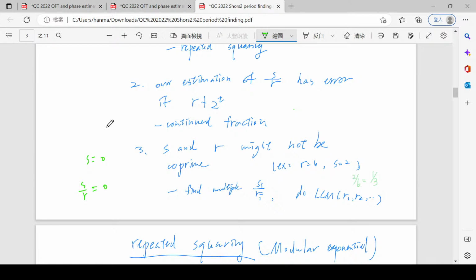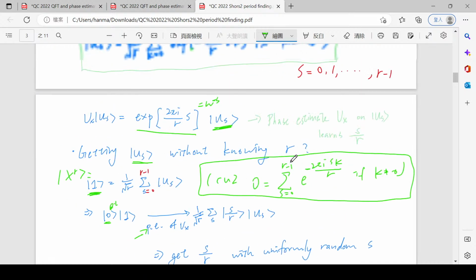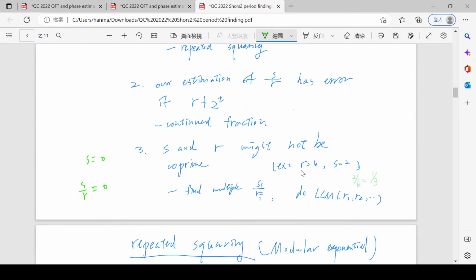Then you run phase estimation, but phase estimation doesn't really know whether you are estimating 2 over 6 or 1 over 3. So you are just going to get 1 over 3. But you get 1 over 3, and your R is not 3, your R is actually 6. You are just drawing x equal to 2. So how do you deal with this? You are going to repeat your phase estimation many times, and you'll get different s, and eventually how you solve this is really easy.